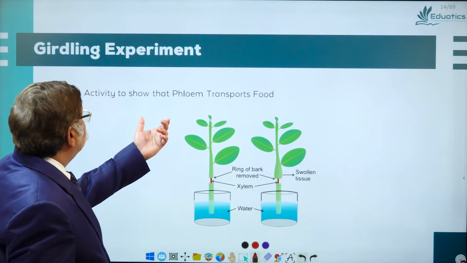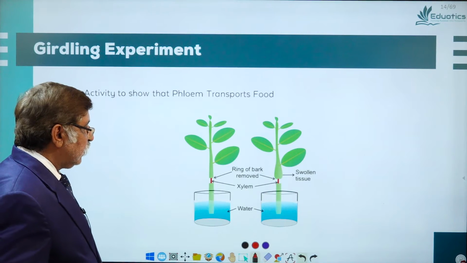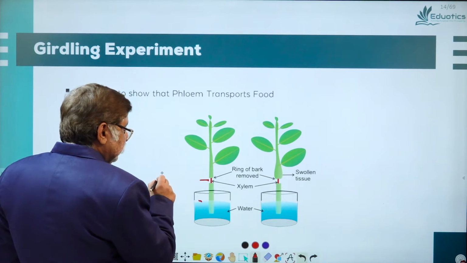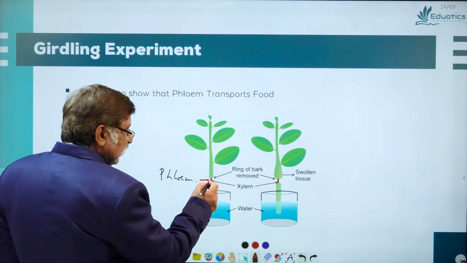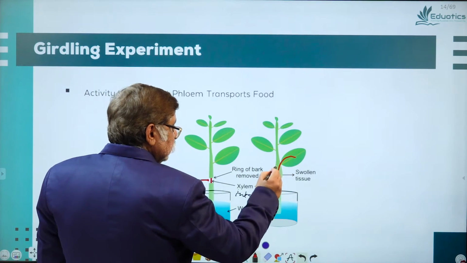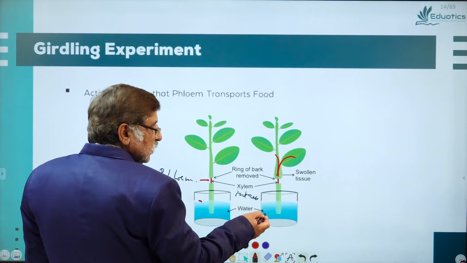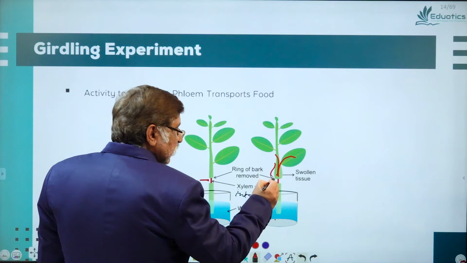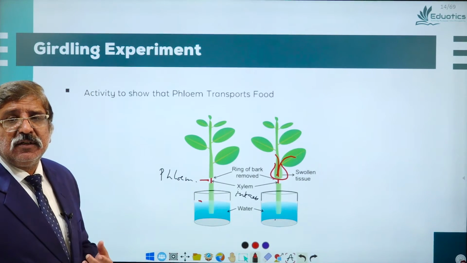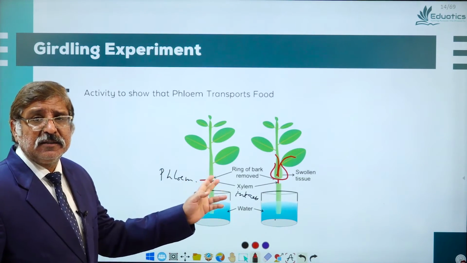This is the activity to show that phloem transports food from green parts to non-green parts. This is known as the Girdling experiment. We have cut the outer part, that is, the phloem has been removed. Xylem is intact. So when the food from the green parts wants to reach down, there is no phloem present here, so there is no conduction of food down into the roots. As a result, the food will accumulate here and a swelling will develop. This swelling indicates that when we cut phloem, translocation of food cannot occur. So phloem is essential for translocation of prepared food. This is proved by the Girdling experiment.